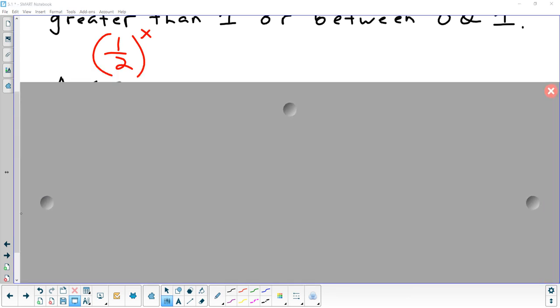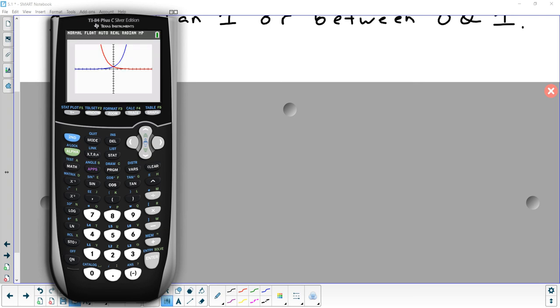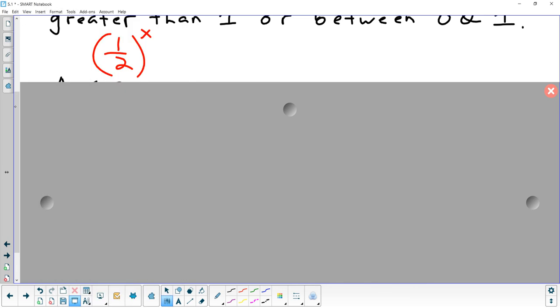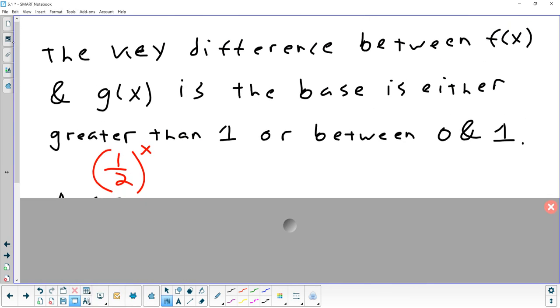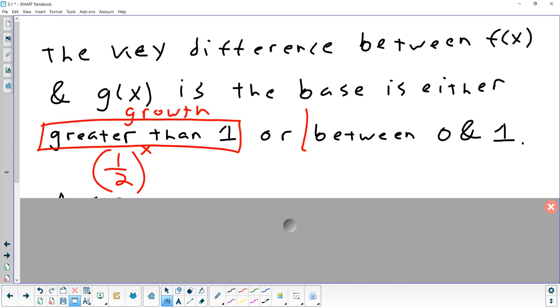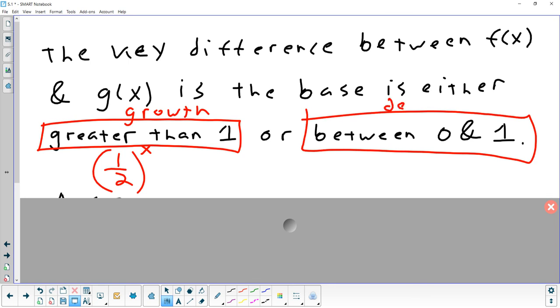All right. So you can probably tell, we're not going to go into the detailed reason why, but those graphs are reflections of each other over the y-axis. So greater than 1, we're going to talk about that as growth. Between 0 and 1, that will be what we call a decay graph. Questions on that?